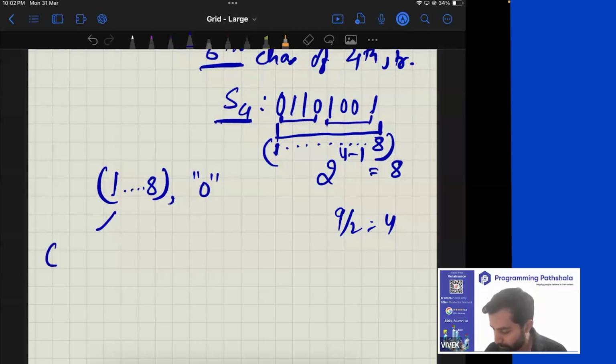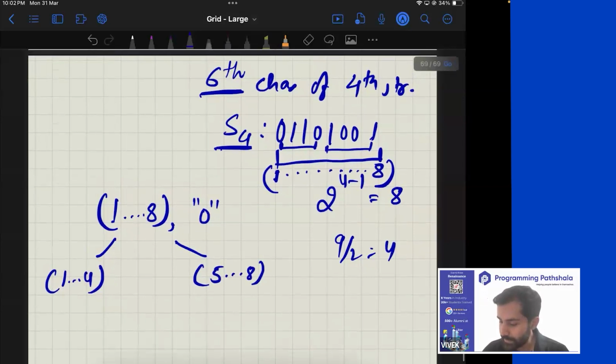So the left half of it will be from 1 to 4 and right half will be from 5 to 8. Which character do you want? Sixth character. Given that you want the sixth character, will you go to the left half or the right half? You'll go to the right half because the right half contains indices from 5 to 8. You are interested in the sixth character, right? And the left half is only index 1 to 4. So you will go to the right half.